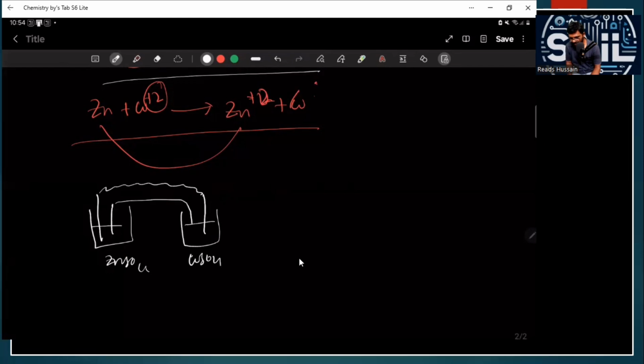Here there is a salt bridge. This is how we have represented it. This is the zinc rod, this is the copper rod. Now I'll write this. First I have to write zinc, then zinc sulfate.